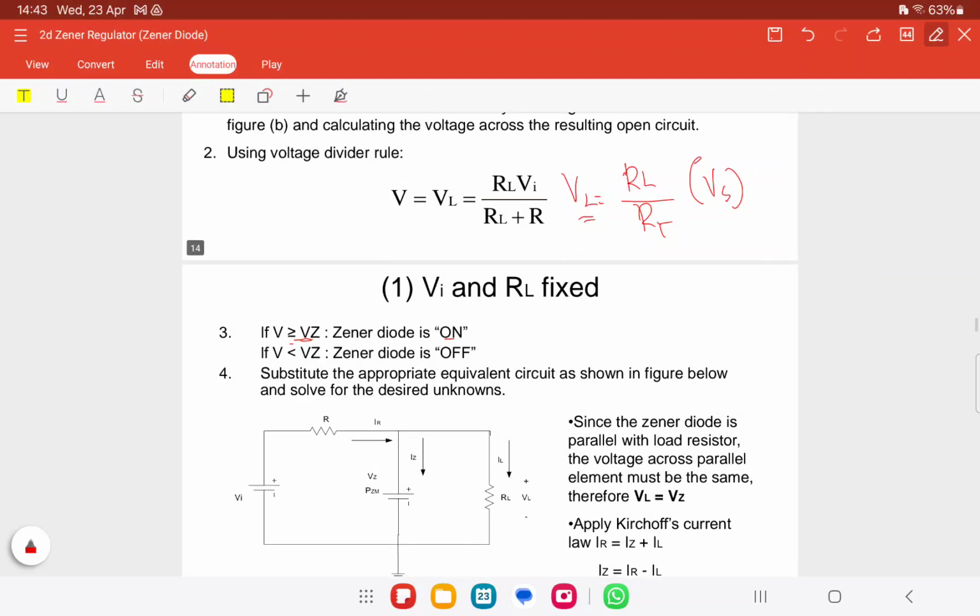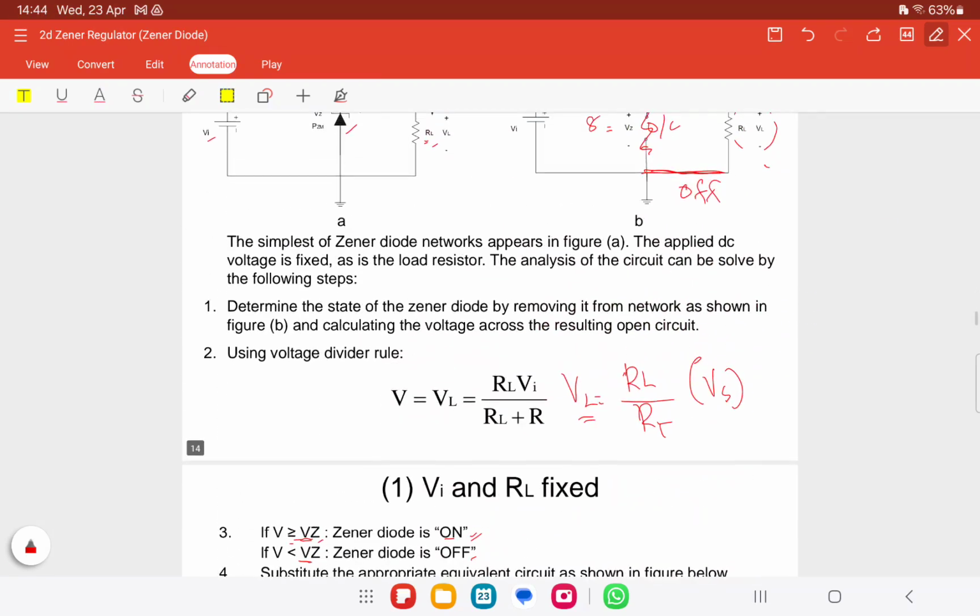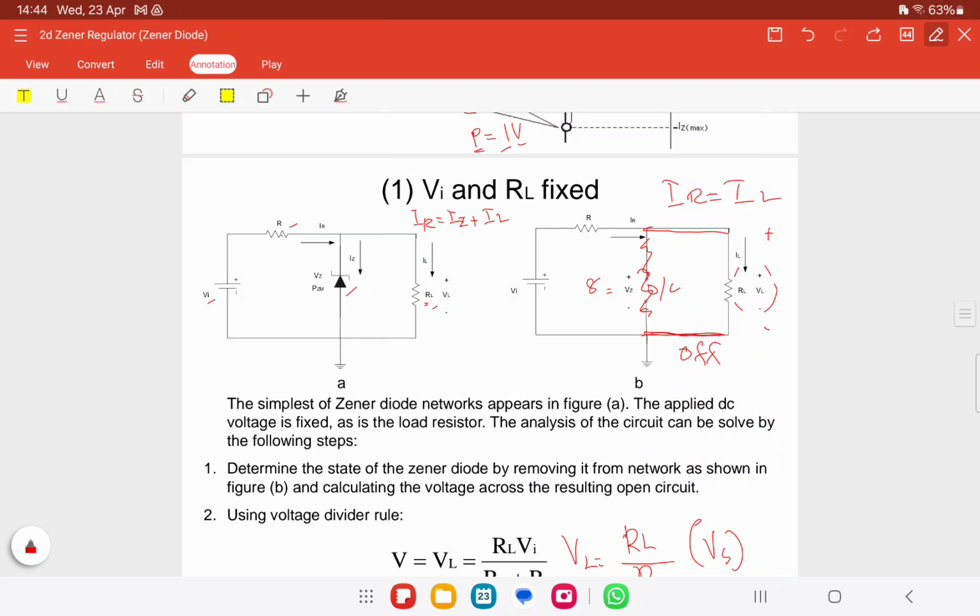So if we get VL greater than VZ, the diode is on. If it is less than VZ, the diode is off. In the second case, kalau diode off, IR is equals to IL. Normally question dia suruh cari IR. So if it is off, terus tak ada IZ. Macam mana nak kira? Just buat KVL biasa je, sebab dia akan jadi one simple series circuit.